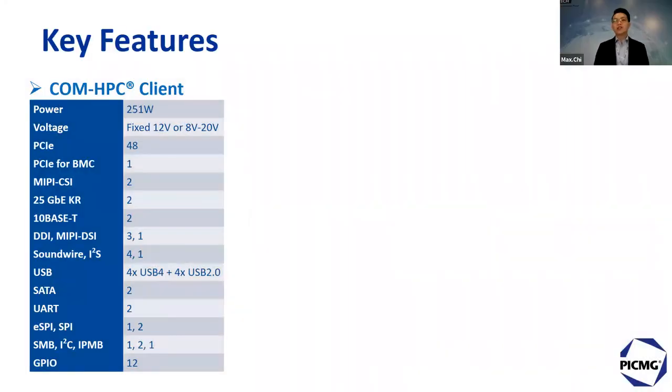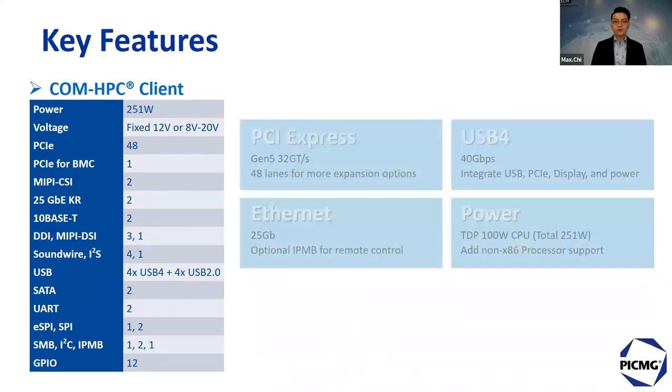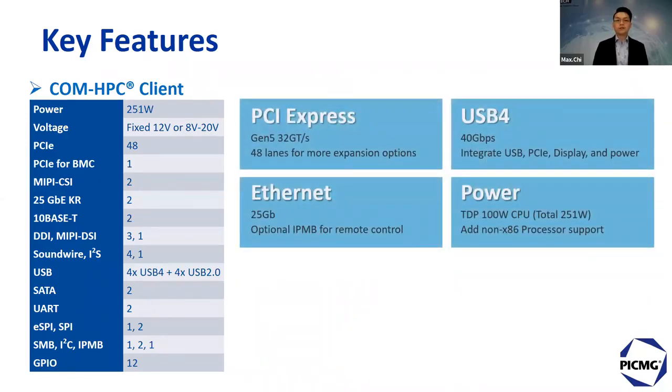And then let's move to the key features. The table here shows you the key features of COM-HPC client. Due to the short time, I will highlight some important ones for you. First, PCI Express. COM-HPC client supports PCI Express Gen 5 with 32 GT per second high speed, and it gives you 48 lanes for more expansion options. USB4 integrates USB, PCI Express, display, and power, all the functions together to provide you flexible designability.